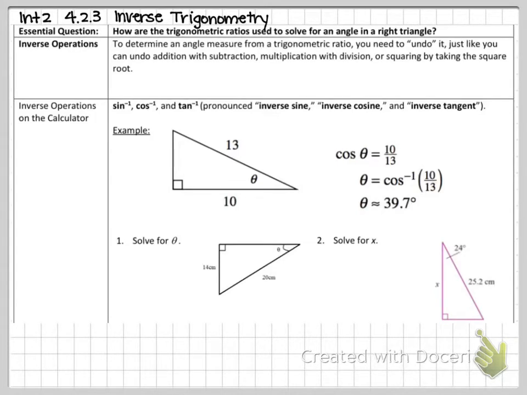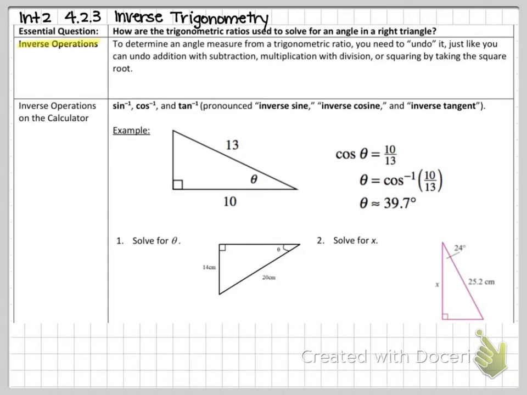And these are integrated to 4.2.3 notes. We're now going to talk about the idea of using sine, cosine, or tangent, depending on the ratio that's given to us, to be able to find the angle. So we're going to be talking about the inverse operation.